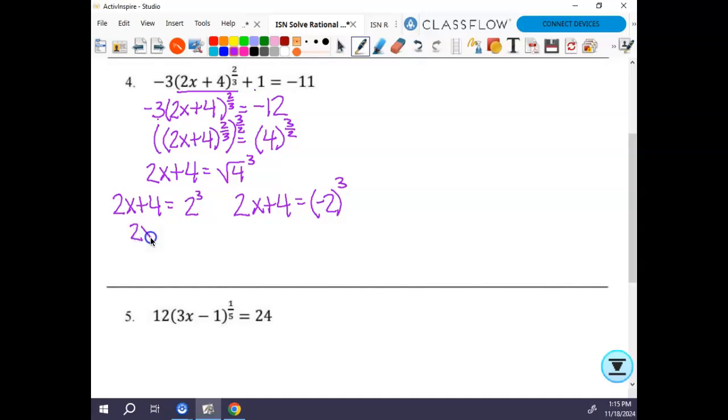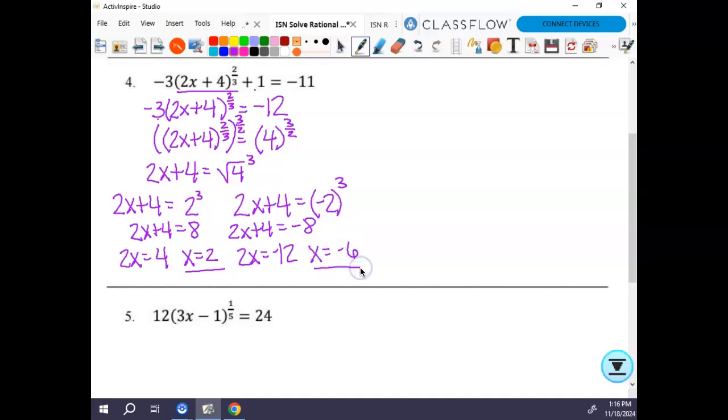So then this ends up being 2x plus 4 equals 8. So 2x equals 4 and x equals 2. So there's one solution that I found so far. Then this would be 2x plus 4 equals negative 8. So that means 2x equals negative 12 and x equals negative 6. And I'm underlining them just so I don't lose them in my work. I'm not ready to box them yet because I've got to check them, but I'm underlining so I can go back and find them since it's all kind of crammed together. Everybody with me so far? Then we got to check them.